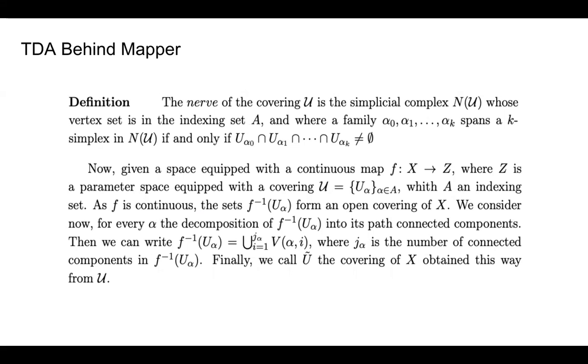The pre-image of a covering forms an open covering in X. We consider now, for every alpha, the decomposition of the pre-image of our coverings, and we look at their connected components. And we can write the pre-image as the union of all the connected components in that covering. And then we call this U tilde, the covering of X obtained this way from our covering U.